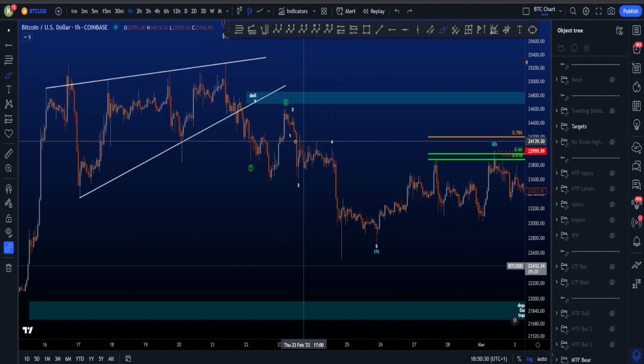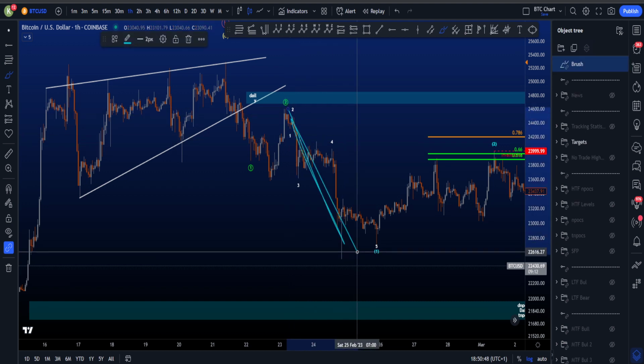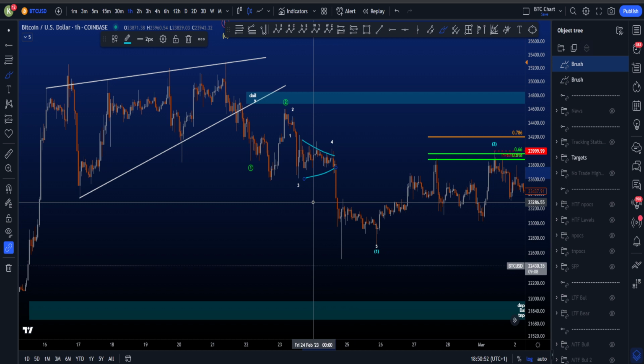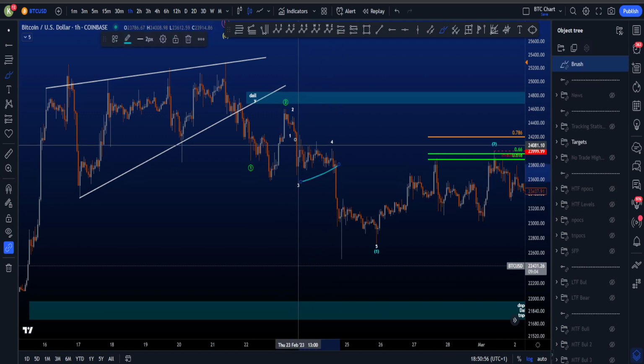This wave 4, because a triangle, guys, can only exist in a wave B of an ABC, a wave X of a WXY, a wave Y of a WXY, or a wave Z of a WXYXZ, or a wave 4 of an impulse. So if this is somehow an impulse, then this triangle needs to be in one of the different scenarios I just mentioned. But if this is an impulse, it needs to be in a 4.